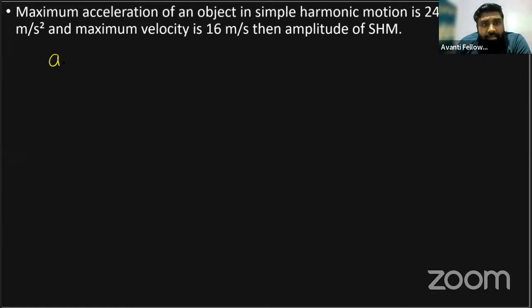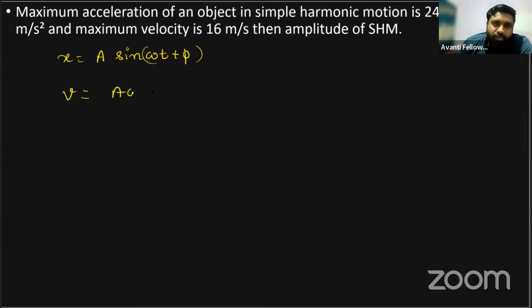We know that a max will be when x is maximum. So it is minus omega square into, we have written the equation, minus A. If I consider x to be A sine omega t plus phi, firstly we will write velocity. The velocity here will become A omega cos omega t plus phi, and acceleration here will become minus A omega square sine omega t plus phi.